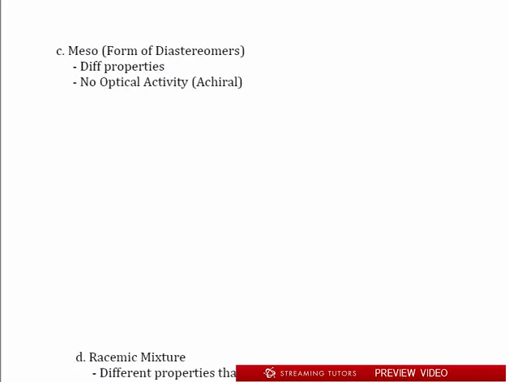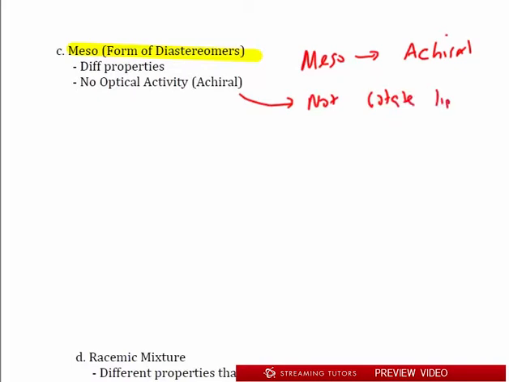Now, I want to talk about a certain type of diastereomer, the meso form. Remember, meso is where it's achiral. Remember, meso has a plane of symmetry within it. So just remember that meso is a form of a stereoisomer in which it's achiral. It's not chiral. And it turns out that if you're not chiral, you have no optical activity. It does not rotate light. So achiral molecules, meso or any other type, something that's not chiral, will never rotate light. It has to be chiral to do that. So it has no optical activity.